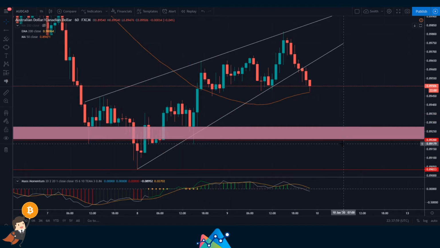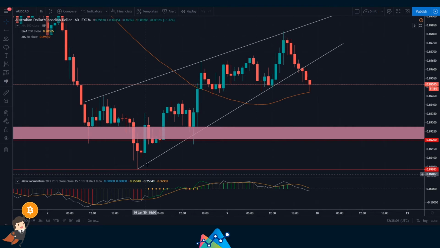Next up, we have some analysis on Australian dollar, Canadian dollar. As you can see, there is a rising wedge that has formed with 3 higher highs on both the rising resistance and rising support, which has recently, in the last few hours, broken to the downside.